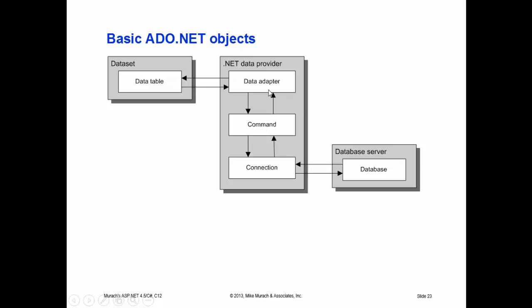What are the other objects? A data adapter is a combination of commands and connections. A command holds SQL select statements or insert statements or update statements or delete statements. A connection stores your connection string, so it knows what the server name is, what the username and password is, that kind of stuff.